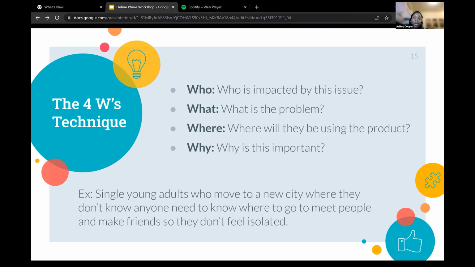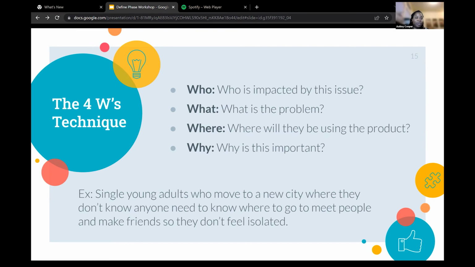And then we go to the where. Where will they be using this product? Is there a specific context in which this problem comes up? And is the issue purely digital, or is there a physical component to that? And then why? That's, why is this important? And why will the user benefit from solving this actual problem?